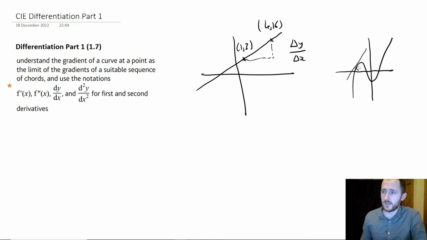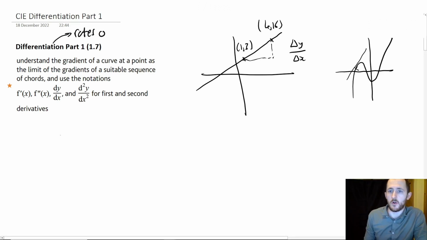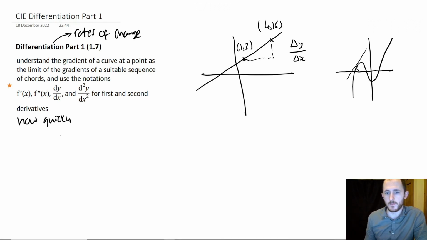Also, it's really inconvenient if you have to keep drawing these tangents if you want to keep seeing how the gradient's changing over time. What about the gradient over here or over here? So, Isaac Newton came up with a way of working out an equation for the gradient, and that is differentiation. Differentiation is all about rates of change. All I'm going to be asking myself is how quickly y changes with x. That's all it tells me.